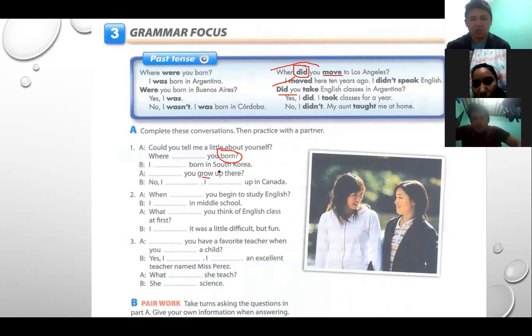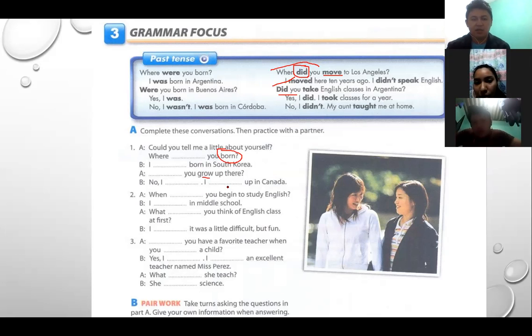Okay, but right now let's use this information. Lo que estamos haciendo, estamos practicando la información que está acá. No es necesario cambiarla, ¿verdad? Ah, okay. So you're gonna change it. Okay. Did you grow up there? Wow, so what do you say here, Adriana? So did you grow up?